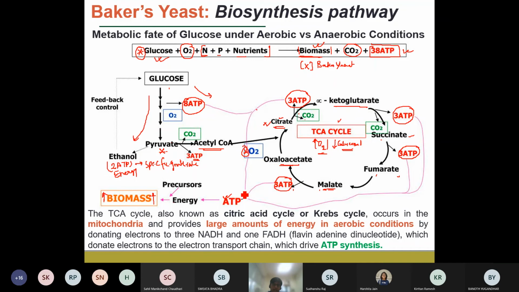Okay, and the ATP, as we have said, is nothing but the source of energy. So the presence of a higher concentration of ATP ideally helps in the metabolic activity of the yeasts. Okay, and when the yeast are metabolically active, what will happen?